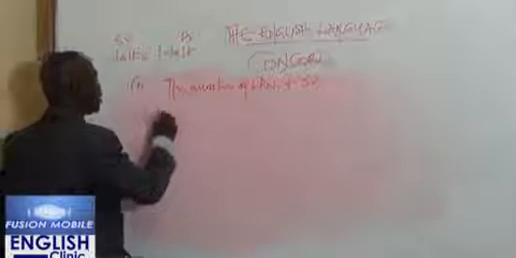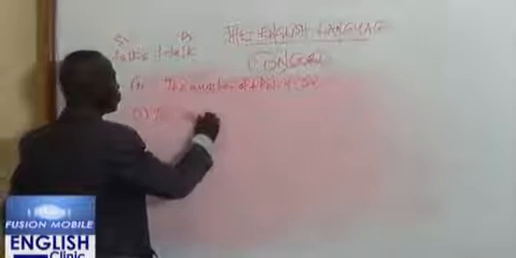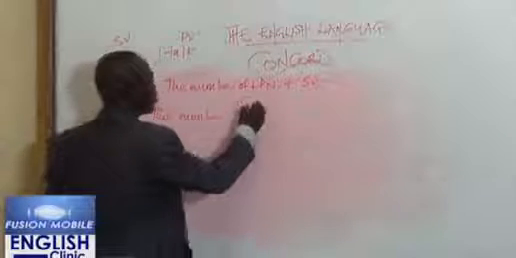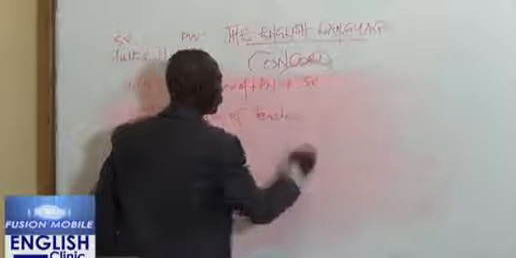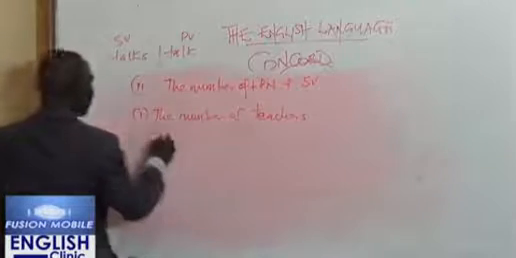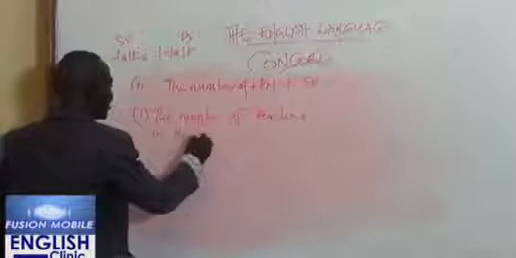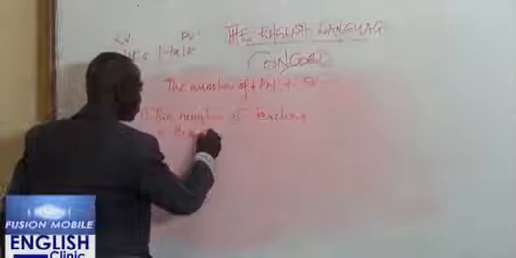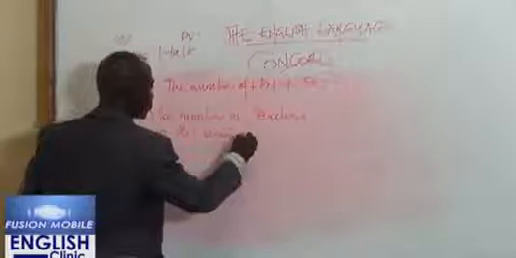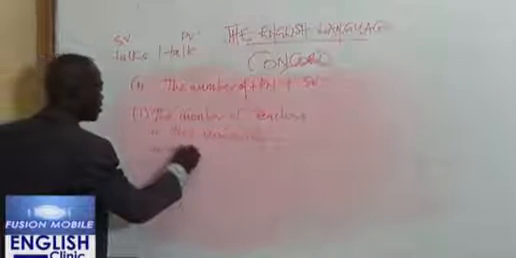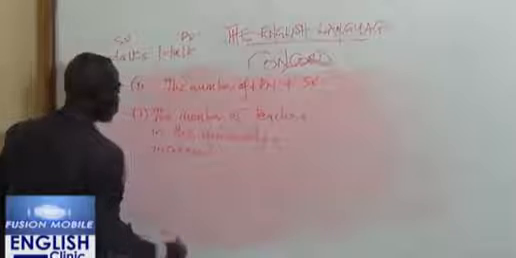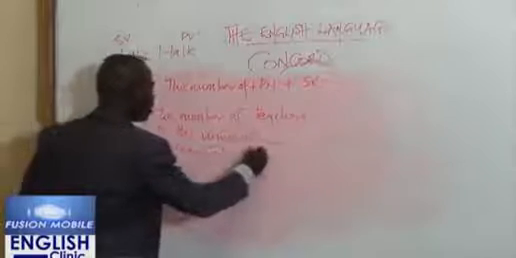Now let's look at some examples. The number of teachers in the university dash increased over the years.